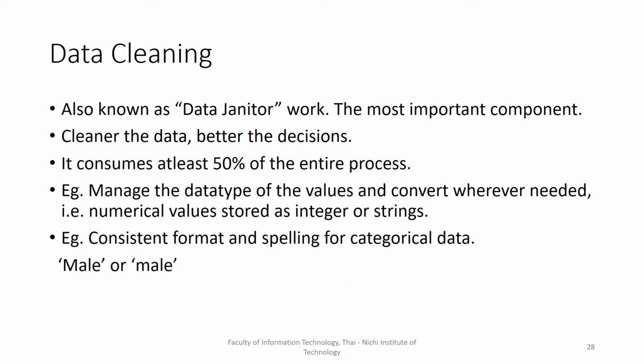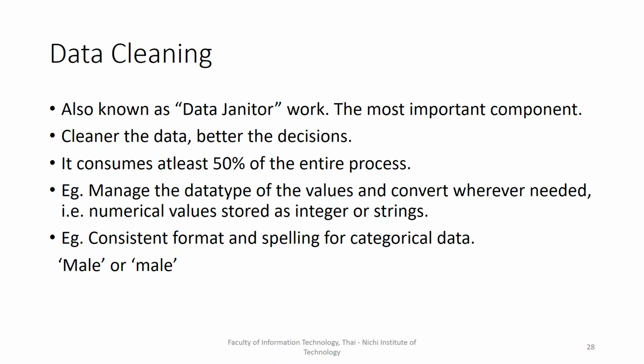And then the next step is data cleaning. This is the most important component of the data science life cycle. We also refer to this process as data janitor work. So, the cleaner the data, the better the decisions. The more the data gets cleaned, the more efficient the decisions obtained by the data science process will be. It consumes at least 50% of the entire process; it goes from 50% to 80% of the entire process, and we manage the data type of the values and convert wherever we need.